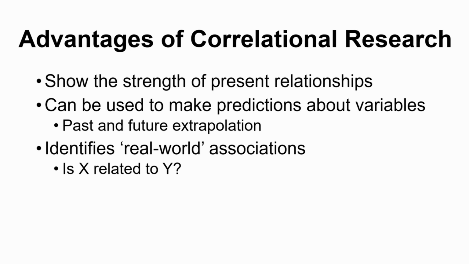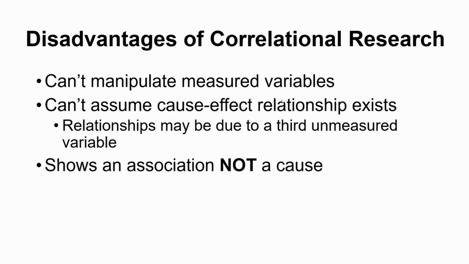So sometimes correlational research can be a starting point for further experimentation. It can also be its own standalone if all we care about is the fact that things are related to one another. It's all about what you're researching and what your goals are. But of course, that brings us to our disadvantages. So once again, we're working with measured variables, so we can't manipulate these at all. And because we can't manipulate anything, we can't assume that there is a cause and effect relationship.